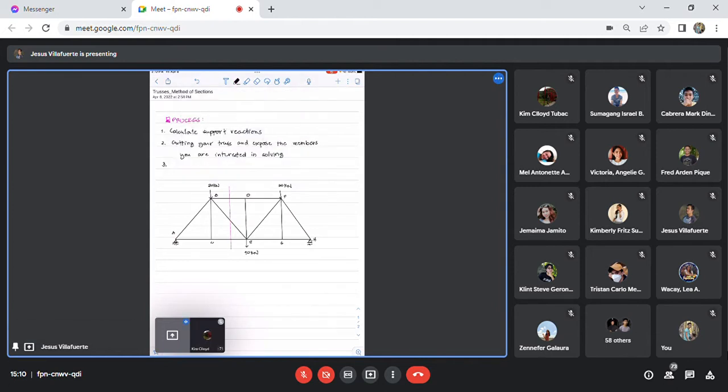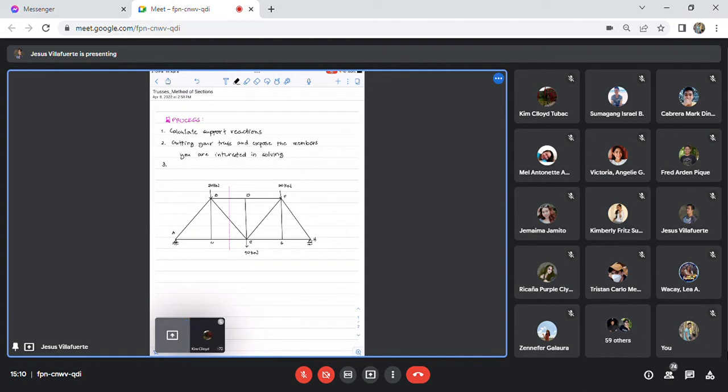Can you, class, follow what I'm saying? That when you're using the method of sections, you pass your cutting plane where you are interested in getting the member force. Let's say with this cut, what member forces can I identify or get?